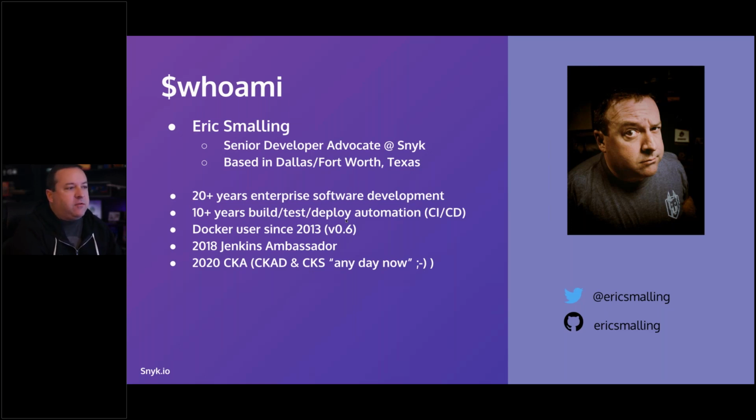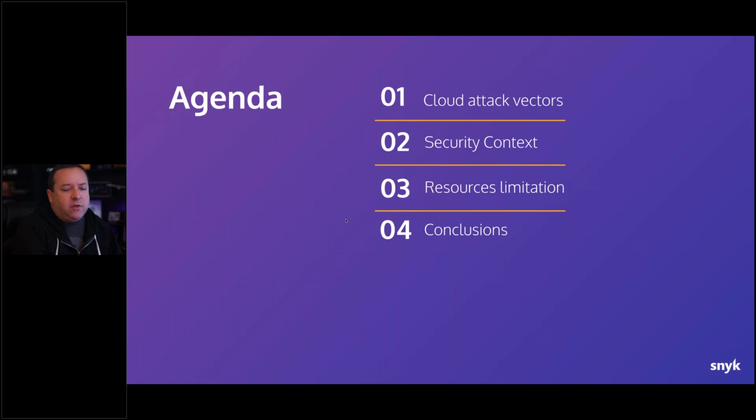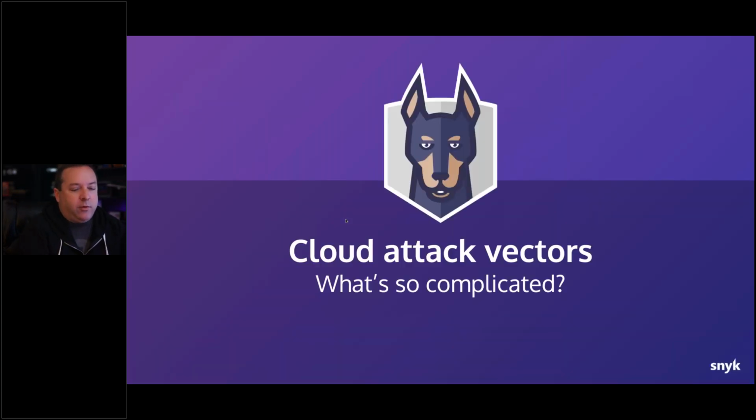What we're going to talk about today is, to get started, a short description of some of the potential problems and cloud attack vectors we see out there. Then we're going to go into a couple issues we often see with regard to Kubernetes configurations, including security contexts and resource limitations.